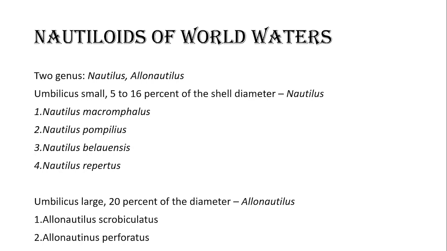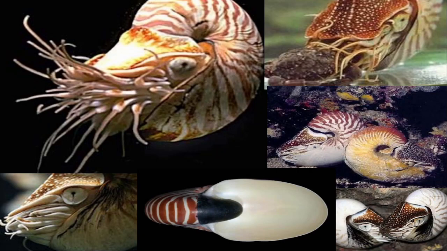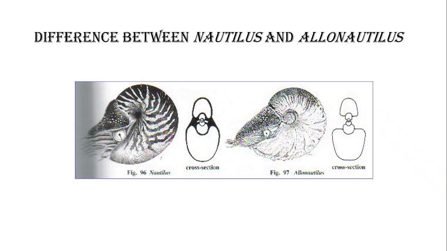In the genus Nautilus, the umbilicus is small, 5 to 16 percent of the shell's internal diameter. It includes Nautilus macromphalus, Nautilus pompilius, Nautilus belauensis, Nautilus repertus, etc. In Allonautilus, the umbilicus is large, about 20 percent of the diameter, and it includes two species, Allonautilus scrobiculatus and Allonautilus perforatus. These are the Nautilus species as I mentioned earlier. The differences between Nautilus and Allonautilus are shown in the following slides.